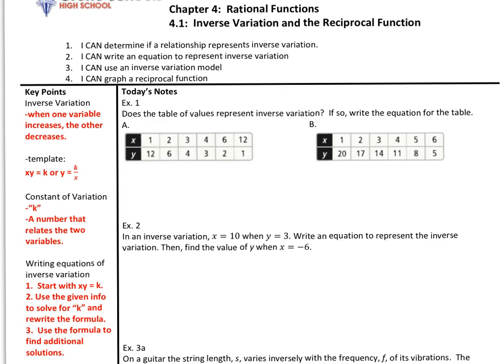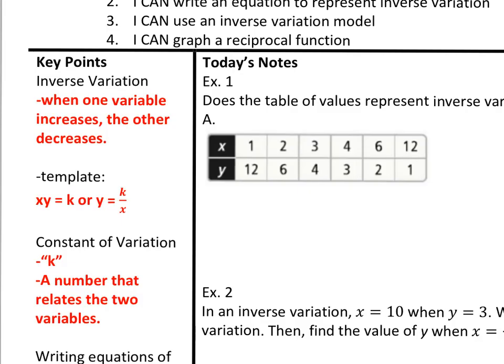First, the definition for inverse variation. The definition for inverse variation is when one variable increases, the other decreases. The template equation for an inverse variation model is the product of x times y equals k, or if you isolate y, you have k divided by x. Now x and y are your variables, which means k is going to be a number, but it's also known as the constant of variation. So k is going to be a number that relates the two variables together.